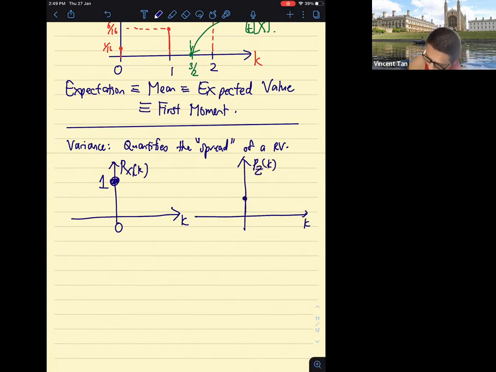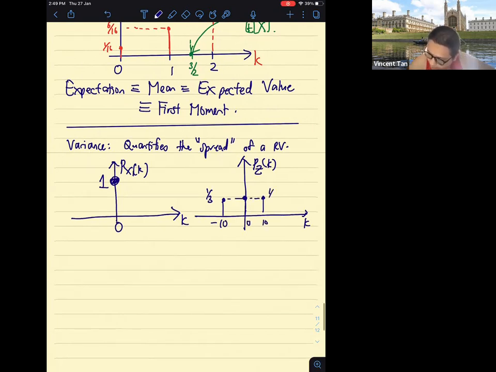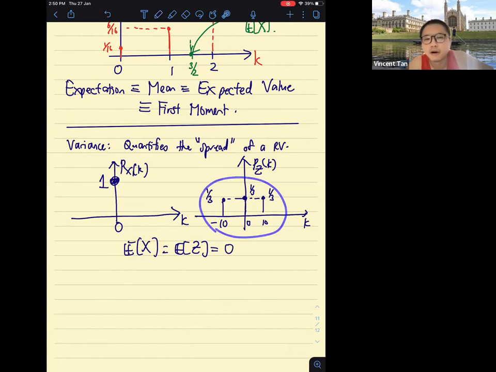is 1/3, 1/3, 1/3, at -10, 0, 10. Okay, so these two random variables have the same expectation, and that expectation value is equal to 0. But the spread is different. As you can see, this is spread out much more. It has some interesting spreading effect.